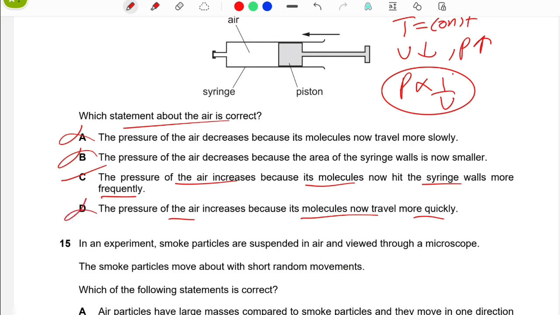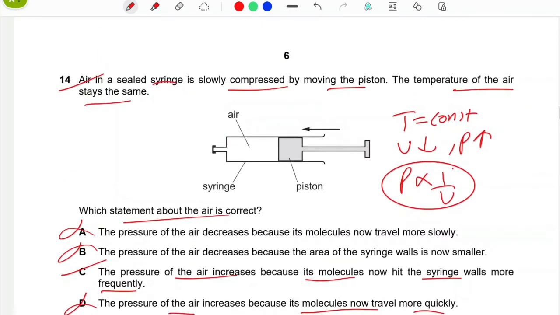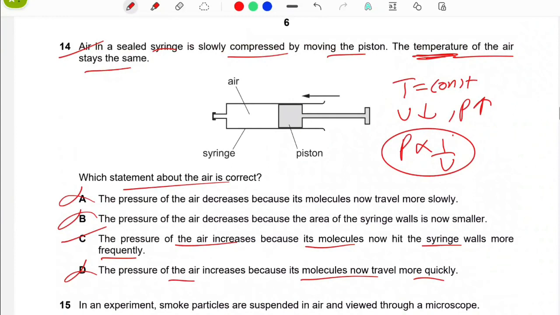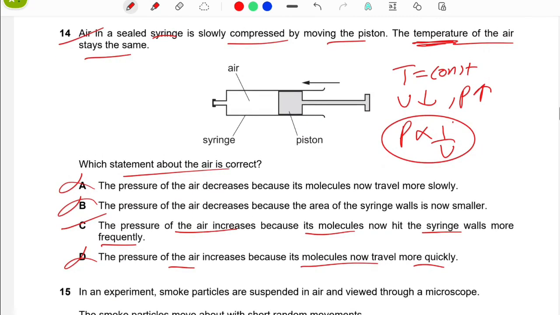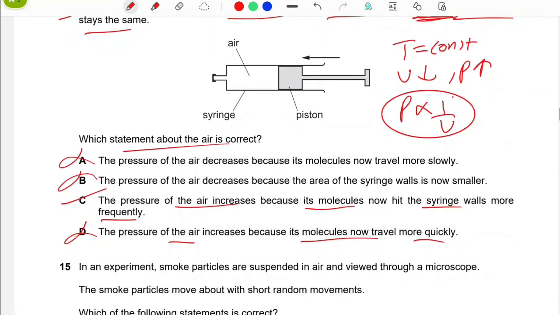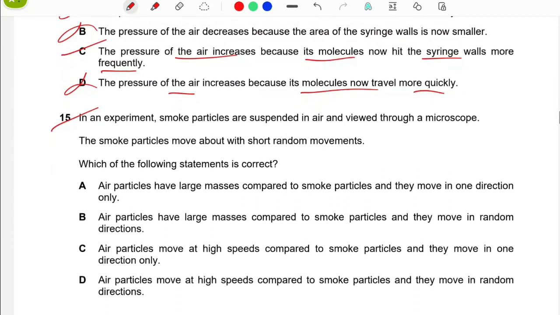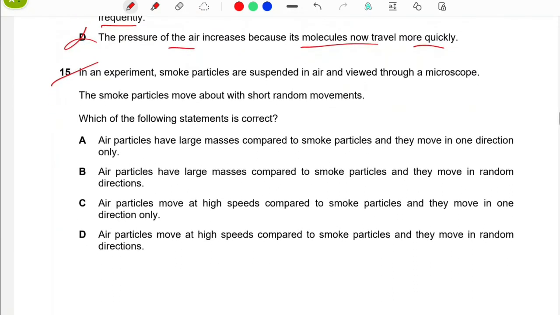Incorrect. It would have been correct if they had mentioned that the temperature of the syringe is also increasing, but their temperature is constant, so the energy of the gas molecules will also be constant. So option D will be incorrect, and yeah, there you go, option C is the correct option. So 15 will be our last question, unfortunately, and I will cover the rest in our next part.